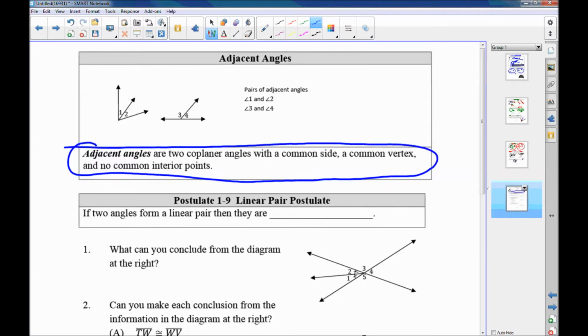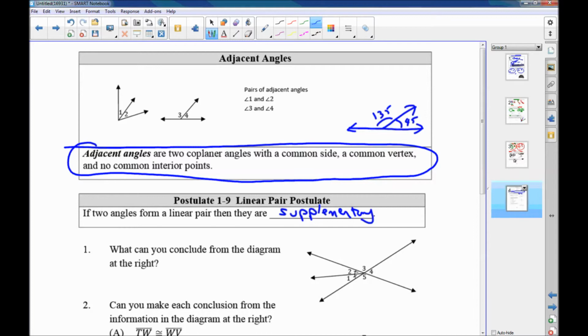Postulate 1.9, the Linear Pair Postulate. Remember, we don't have to prove postulates. If two angles form a linear pair, then they are supplementary. Now, why is that? Let's see. Two angles that form a linear pair. Let's draw a pair up here. They form a linear pair because together they add up to 180. So maybe this one was 45 and this one was 135, and they form supplementary angles because two angles that add up to 180 are always supplementary.